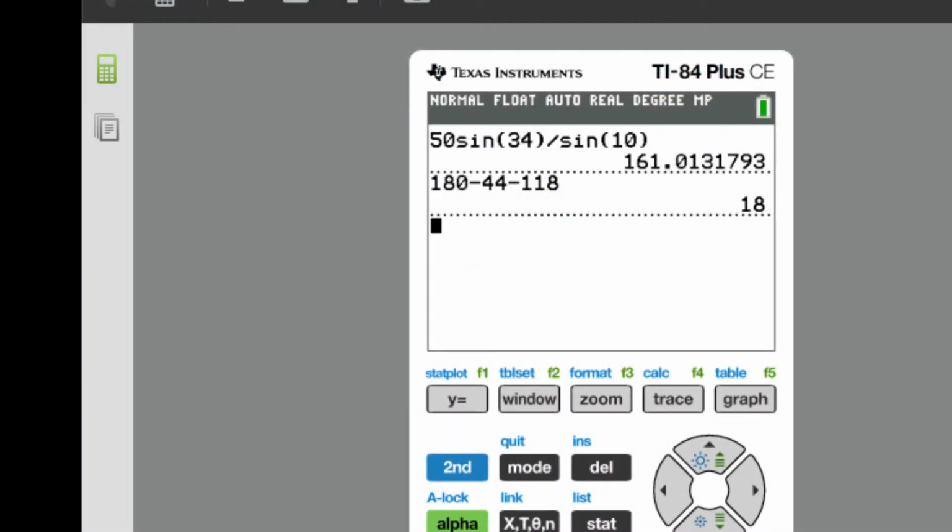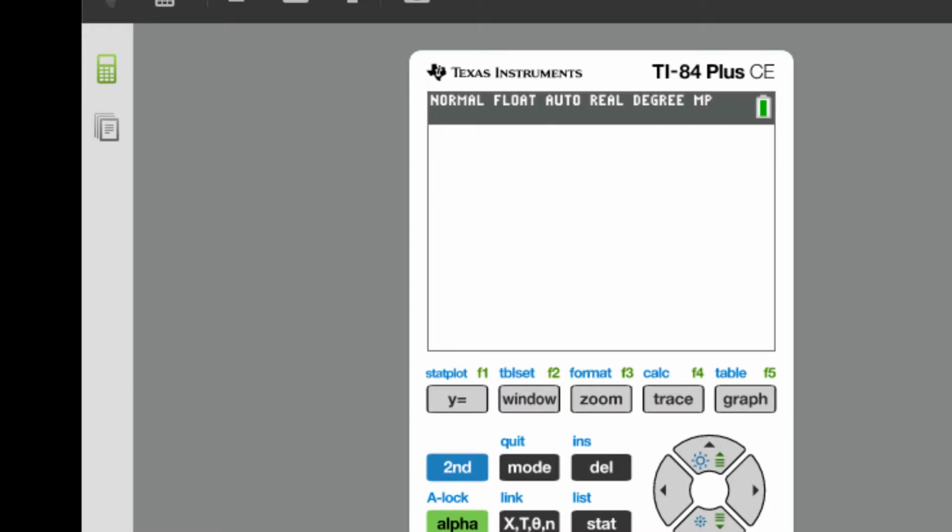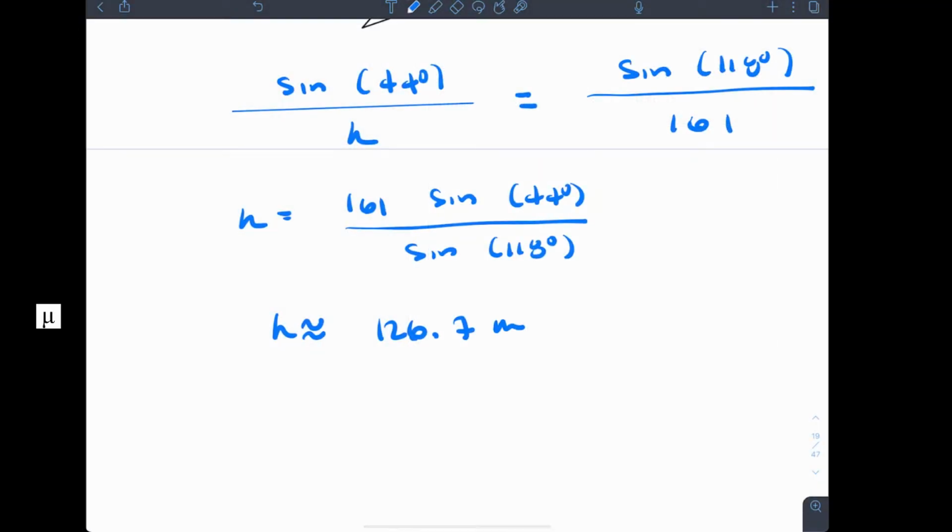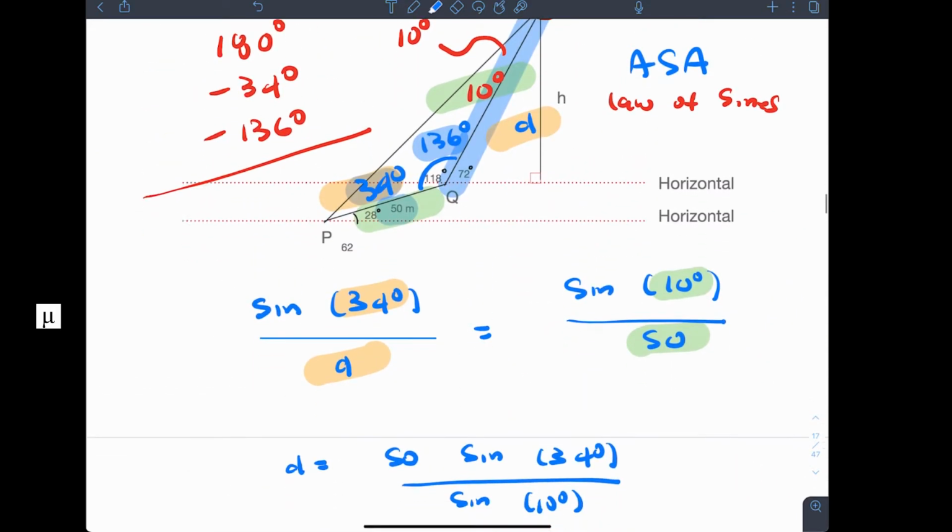Okay, so let's see what happens in our calculator now. 161 sine 44 divided by sine 118. 126 point what? 7. Was that meters? You guys remember? Meters, good. So I don't know if this is a tall tree again. Seems like it. That's a pretty big tree. Oh, a balloon. Was this a balloon now? Okay, it's a high balloon. Well, that makes more sense.